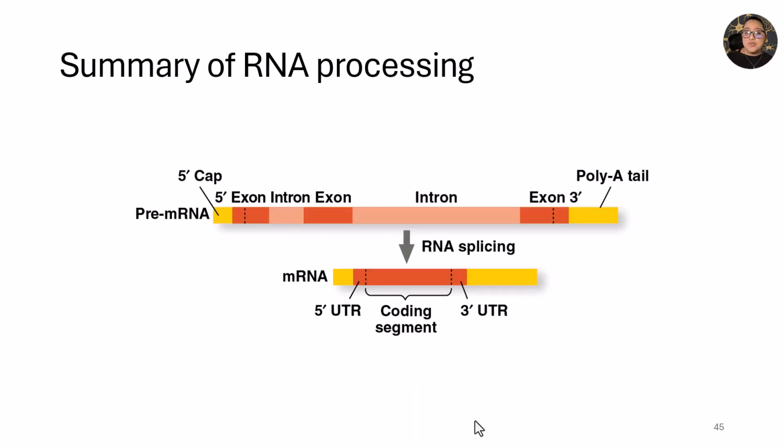And so this is the overall summary of RNA processing. You go from a pre-mRNA or primary transcript, kind of like the rough draft. You add on a 5' cap and a poly A tail, and then you cut out the introns, and you splice together the exons to be expressed, and that's your mRNA.